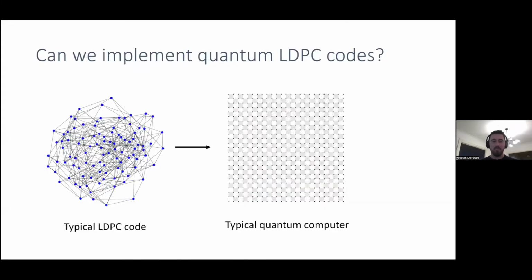And the main issue is easy to see if we look at the typical structure of those LDPC codes. Those LDPC codes look like a random graph. It's a sparse graph, and they look highly connected, unlike a quantum computer. A quantum computer, if we think about superconducting qubits, is a square grid of qubits with local gates. So the problem is, how do we map this quantum LDPC code onto our quantum hardware? How do we implement these codes with local gates on a quantum computer?